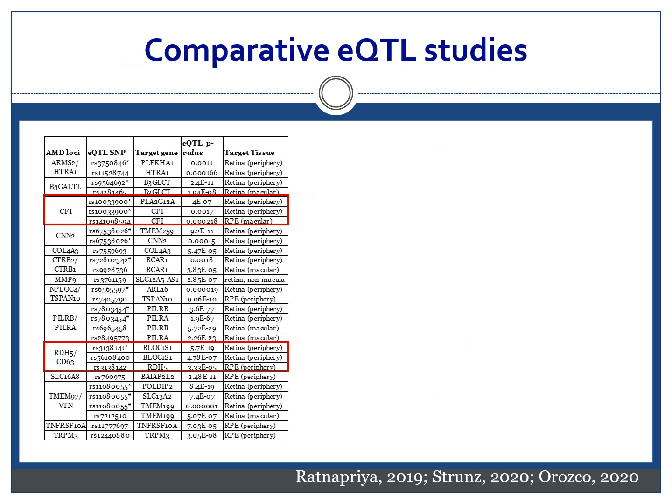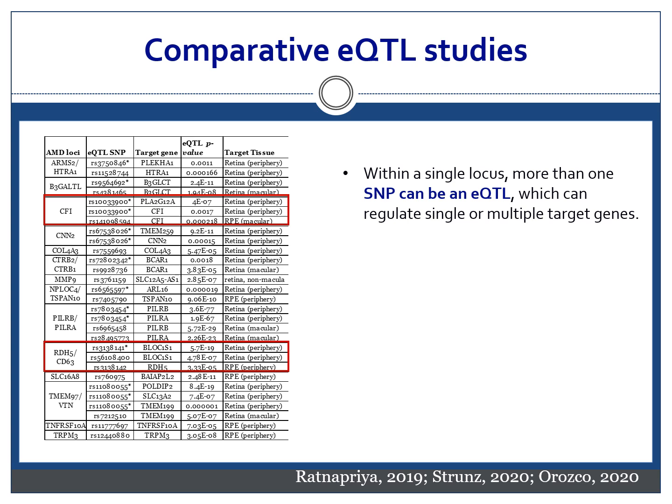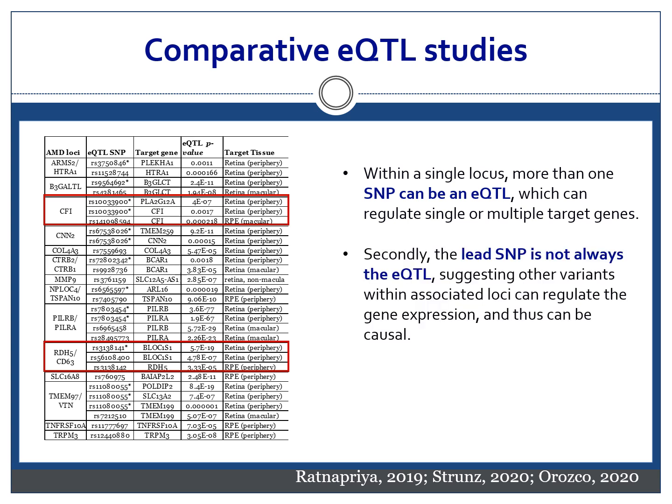So there have been a few studies done on the retina and the RPE QTL, and if you combine all the data, a few themes emerge. First, within a single locus, more than one SNP can be an eQTL, which can regulate single or multiple target genes. For example, if you look at the CFI locus, you can see there are 2 distinct variants that are regulating the same gene. Secondly, the lead SNP is not always an eQTL, suggesting other variants within associated loci can regulate the gene expression and thus can be causal. Finally, one locus can have multiple target genes, and that too in different tissues.